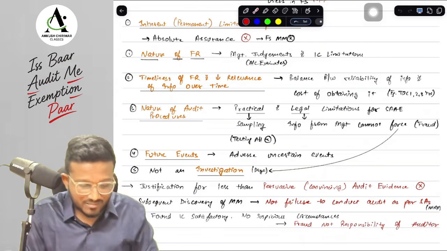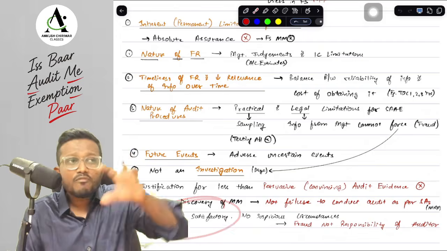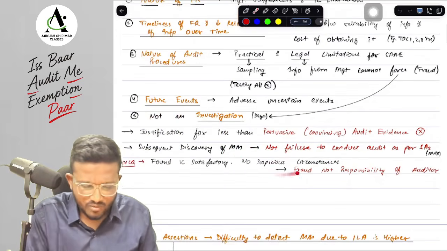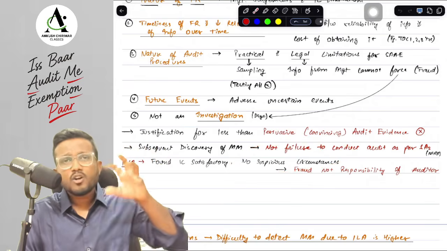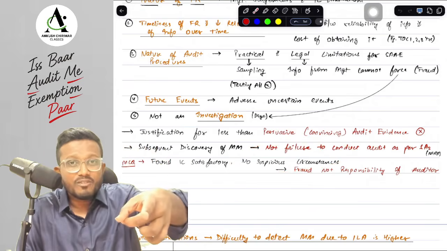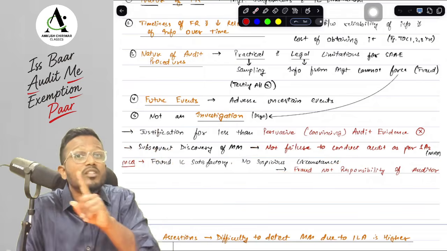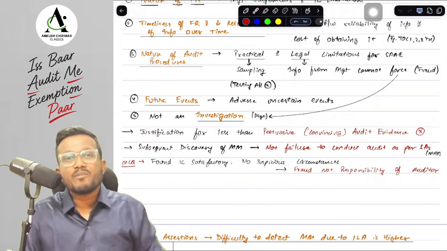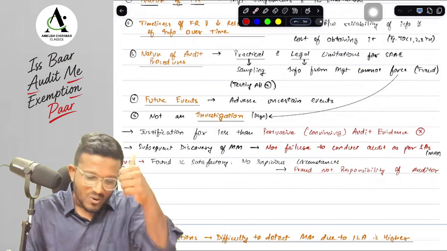First is this. The next MCQ that was asked by ICAI is, if you have found that internal controls are very satisfactory and there were no suspicious circumstances, you have obtained all the evidence, and afterward there was a fraud found in the internal control, will I be responsible for that? No, provided I can prove that I have performed the audit as per SAs. This is the condition.